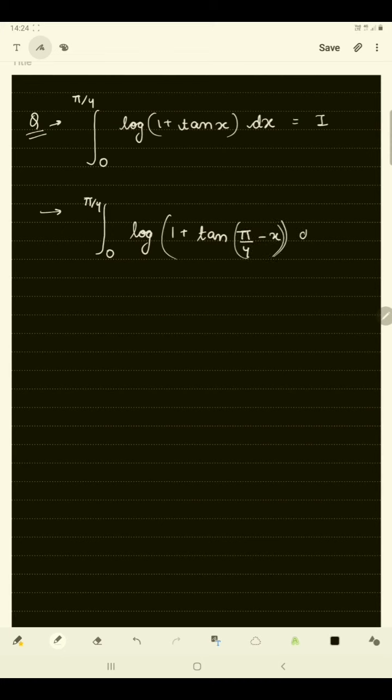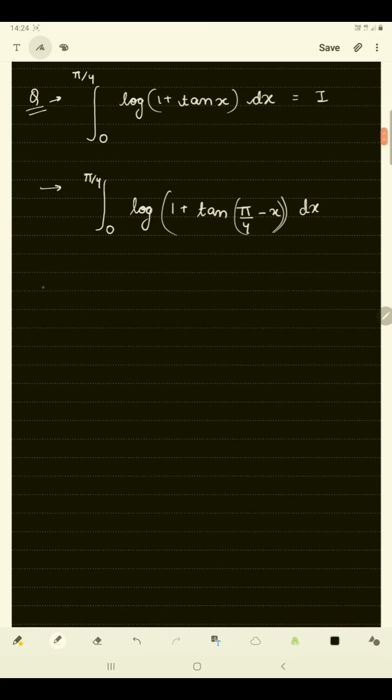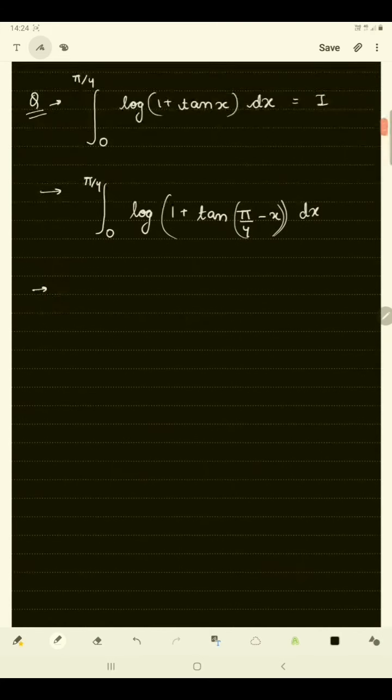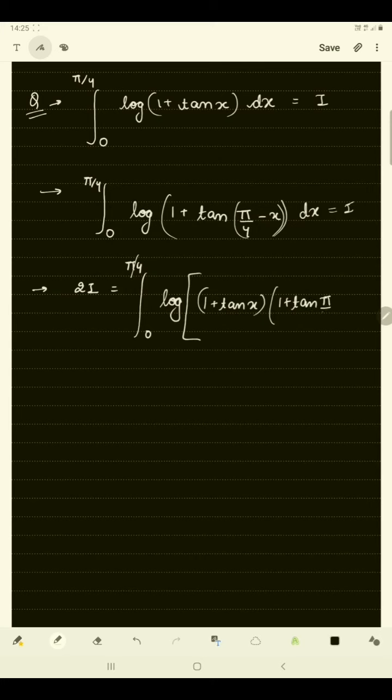Now the question we are doing over here is a very important question. Let me just show you why it's important. So now this is also I because both the terms would be equal. So adding both of them we get 2I is equal to 0 to pi by 4 log this plus this, and we have a property in log that log a plus log b is equal to log ab. So I'm just going to straight away write log 1 plus tan x into 1 plus tan pi by 4 minus x dx.